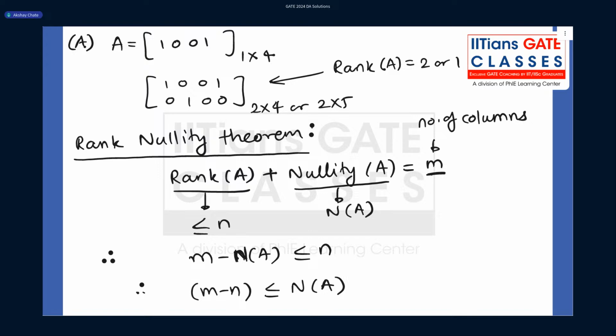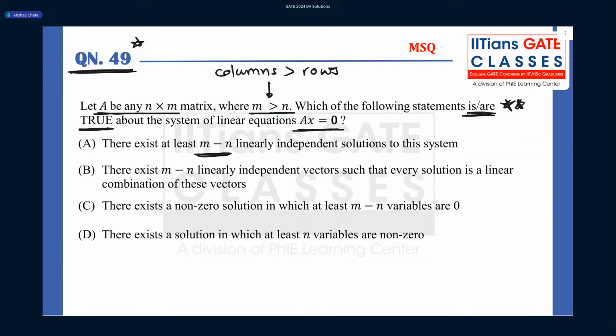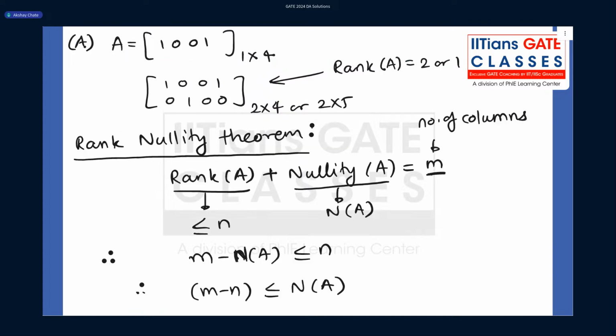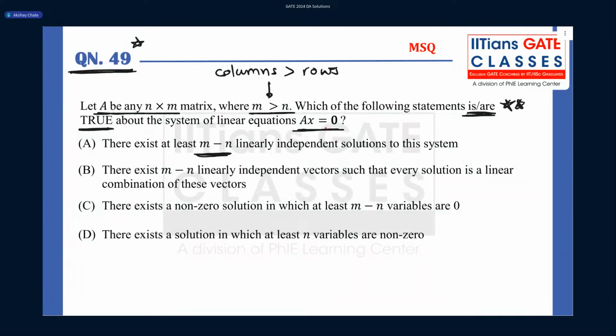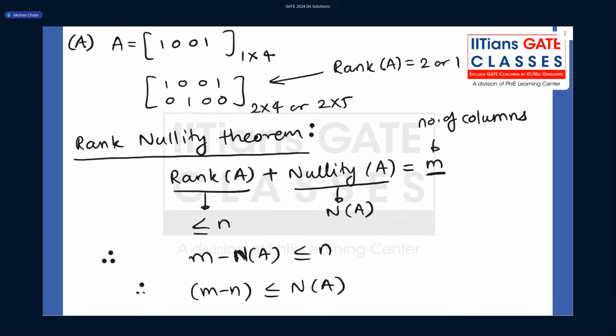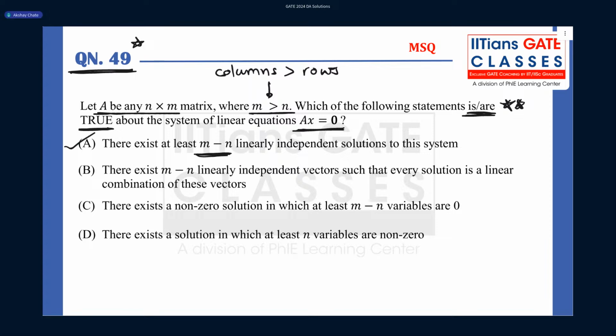If you read the first option, it says there exist at least m minus n linearly independent solutions to this system. Basically it is an Ax equal to 0 system, right? So the independent solutions to this system will be nothing but your nullity. Option A says at least m minus n, and that is true, right? We obtained it using the rank-nullity theorem here, and therefore option A is correct. So there will be at least m minus n linearly independent solutions to this system.